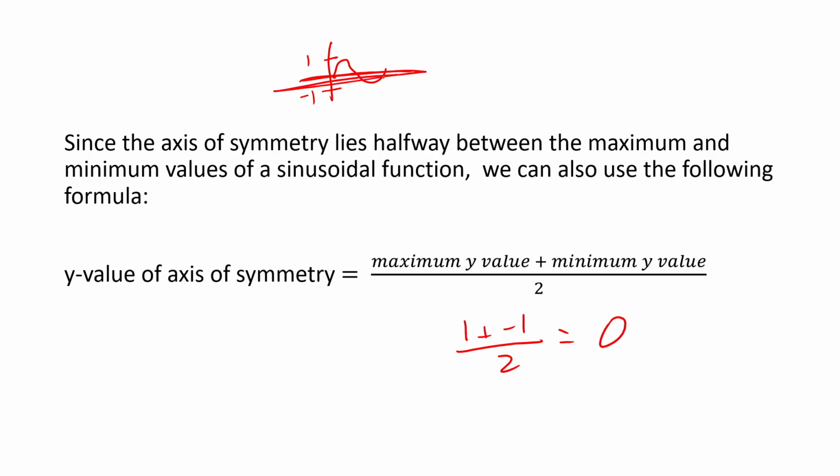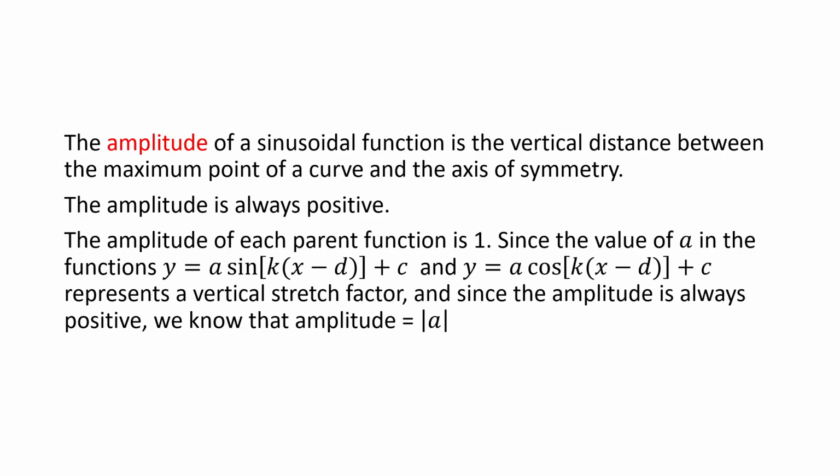So that formula works. Now, another term you'll want to know is the amplitude of a sinusoidal function. That's the vertical distance between the maximum point of a curve and the axis of symmetry. The amplitude will always be positive because it represents a distance. The amplitude of each of our parent functions is 1. Each of those 4 functions we showed you earlier, y equals sine x, y equals negative sine x, y equals cos x, and y equals negative cos x, they all had an amplitude of 1.